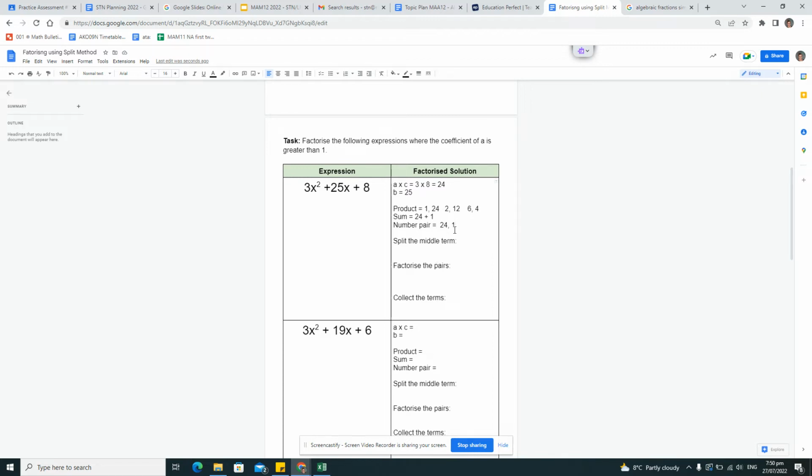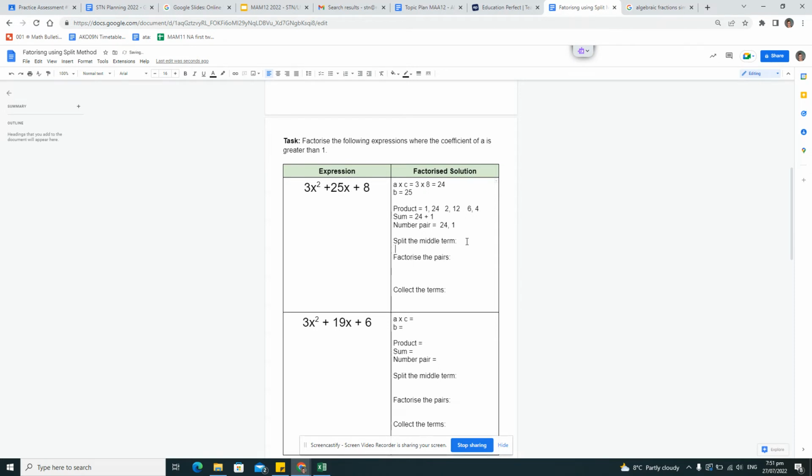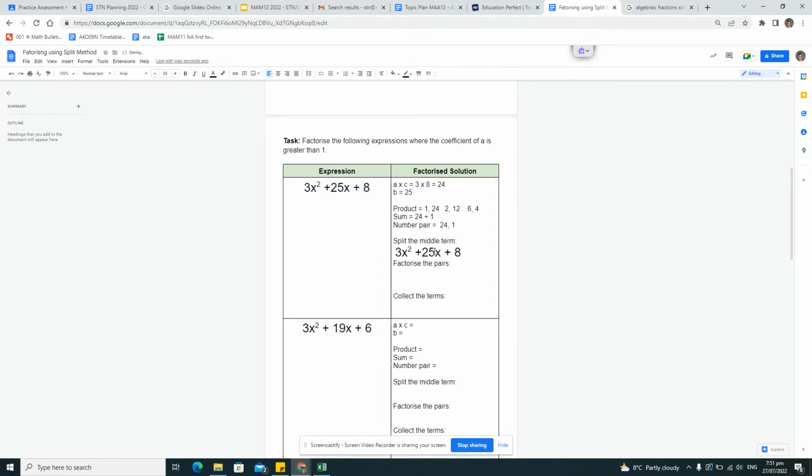So once you have your number pair, you need to split the middle term, okay, by using those two numbers. So instead of having 25x, you're now going to have 24x and x. Okay, so copy this over. All right, you're now going to have 24x and x. All right, you haven't changed your expression, okay, because 24x plus x still equals 25x. You've just split them into the number pair in order to factorise it out further.